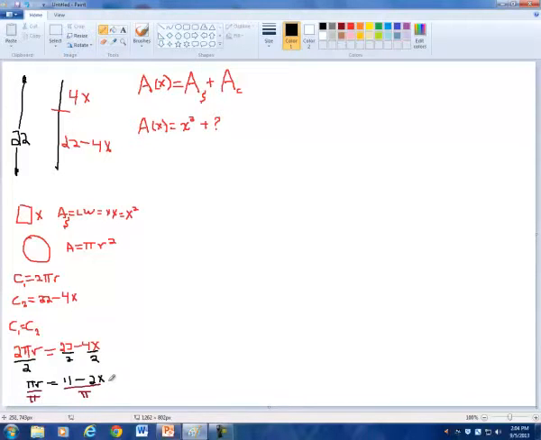That means that now we have r equals 11 minus 2x over pi. Okay, now what we can do is take this area equation, because that's what we want. We want the area of the circle. So now we can take this area equation and substitute. It's like we're cutting the r out, and we're going to put this equation in there for r.